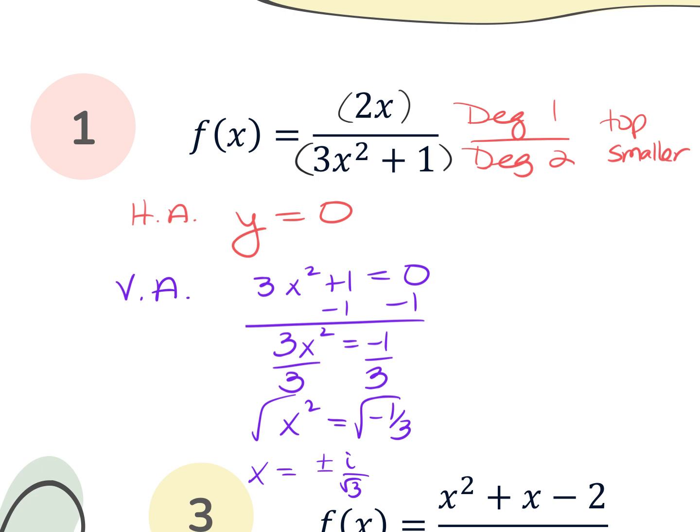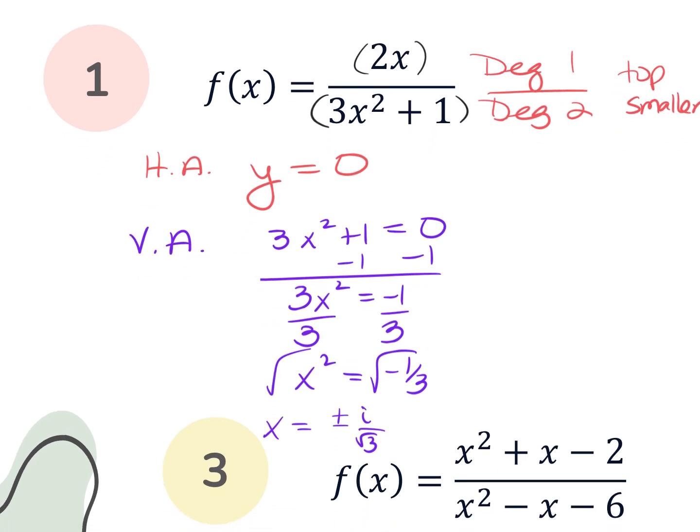As soon as you see you've got an imaginary, then you're going to say no vertical asymptote, so none. We do not want to graph an imaginary asymptote. So as soon as you see you were going to be dealing with an imaginary number, you can stop. You don't even have to worry about rationalizing that. Just say that there's none. So for this question, the only thing you would enter is y equals 0.